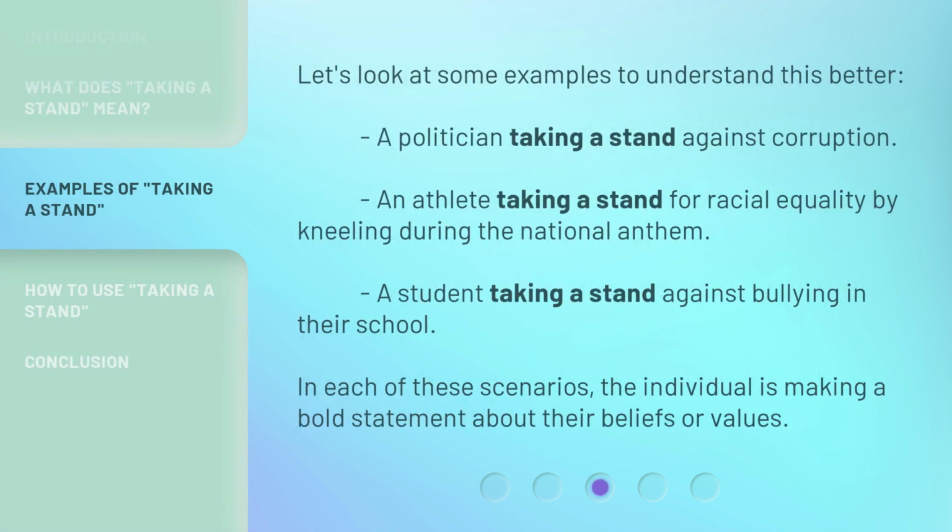Let's look at some examples to understand this better. A politician taking a stand against corruption. An athlete taking a stand for racial equality by kneeling during the national anthem. A student taking a stand against bullying in their school. In each of these scenarios, the individual is making a bold statement about their beliefs or values.